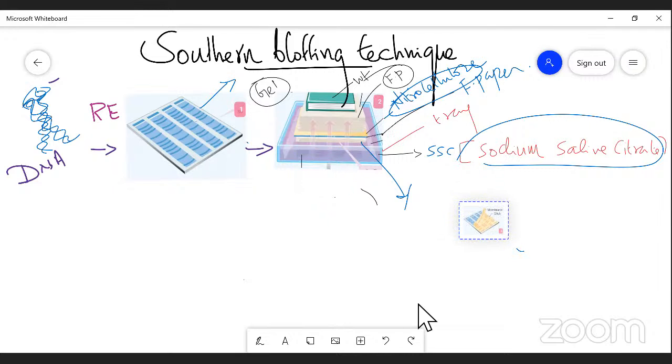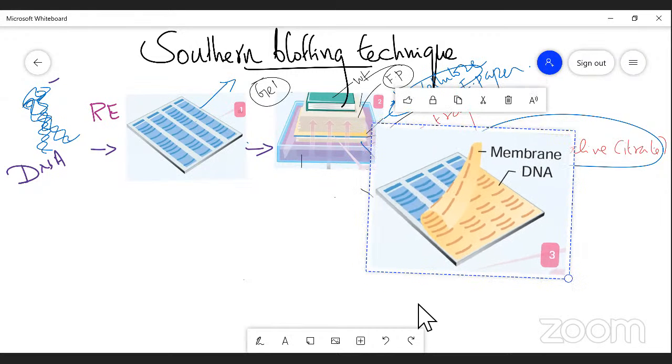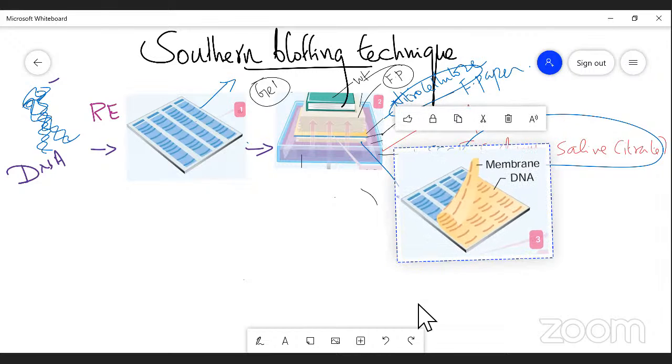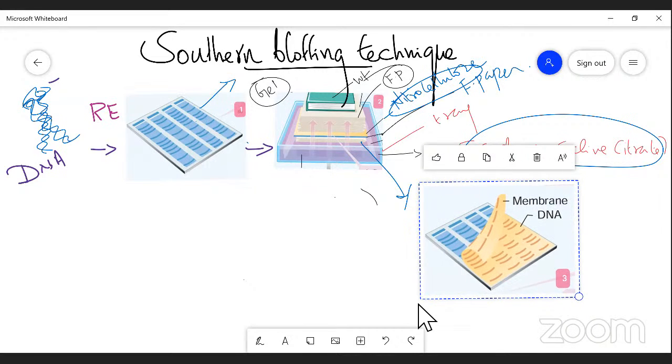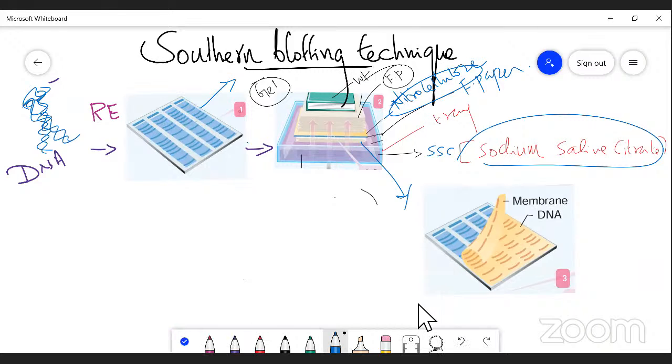After some time, my dear students, the DNA fragments from the blotting paper are fixed on the membrane, the nitrocellulose paper. My dear students, please understand, don't get confused, right? This yellow color stands for the nitrocellulose membrane, and the blue color is the blotting paper, or filter paper. So this blotting paper contains fragments of DNA.